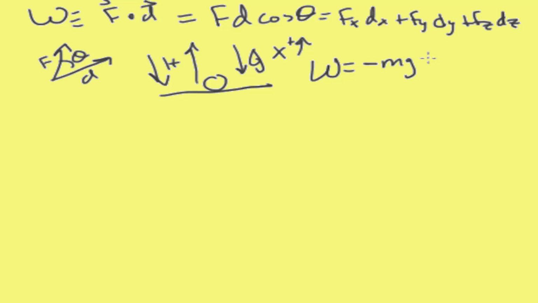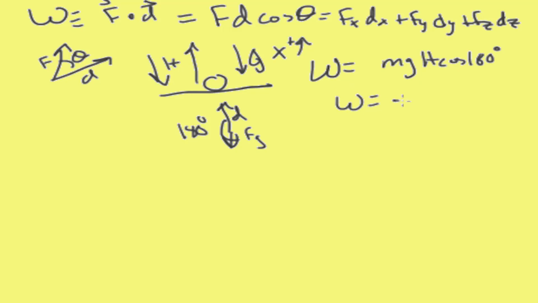Force due to gravity, if we say x is positive going upwards, the force due to gravity will be minus mg. Okay, let's redo this. The force due to gravity is mg. The distance will be big H. And if we have distance going upwards and the force going downwards, so that's the distance and that's the force of gravity, then the angle here is 180 degrees. So the cosine of 180 degrees is negative, so the work done is equal to minus mgh.